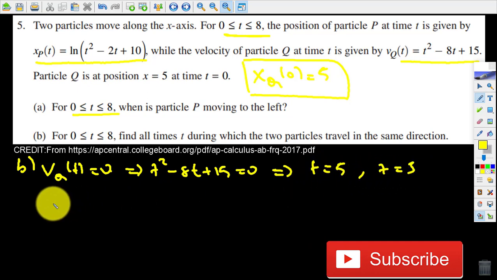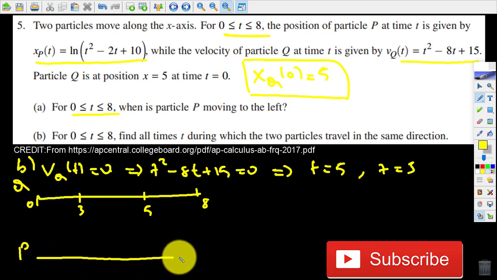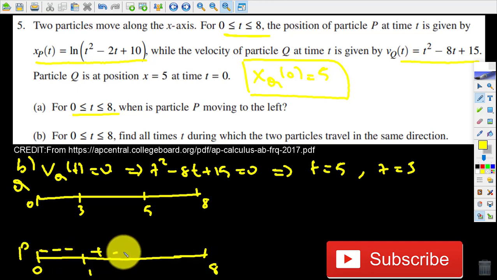I'm going to do another number line between 0 and 8, and I'm going to put 3 right here and 5 right here. This is particle Q, and this is particle P. If you remember, particle P moves to the left between 0 and 1 and moves to the right between 1 and 8. So basically this is going to be negative on 0 to 1, and positive on 1 to 8. Okay, we're going to do the same thing for particle Q.